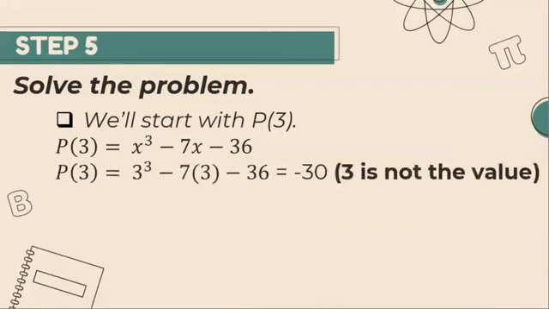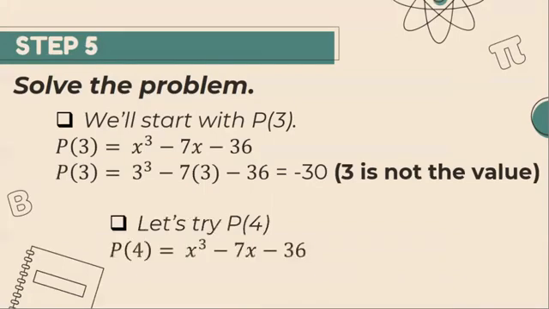So if we are going to use P of 3, substitute lang natin, 3 cubed minus 7 times 3 minus 36. And it will give us an answer of negative 30. So hindi po 0 yung nakuha nating remainder. So ibig sabihin po, 3 po is not a value po of x. Let's try naman po P of 4. So ito po yung medyo matagal.